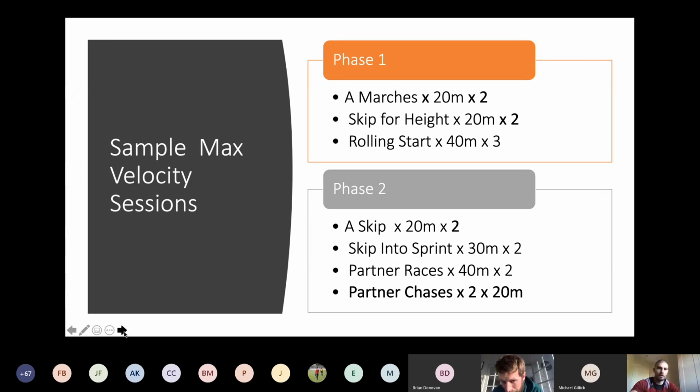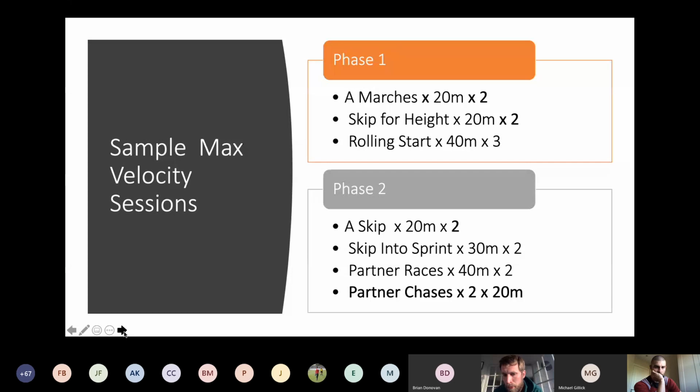Again, the main thing to point out is the intensity of the chases. Phase 1 is a rolling start, so it's on the player's own call, and it's not competitive, and the coach is just coaching and encouraging the players. But then as we progress through phase 2, might be week 5, week 6, you can see the partner races and the partner chases. So it's becoming even more competitive. Players want to try and beat each other, which leads to higher velocities achieved, which is the focus of what we're doing. But it's in phase 2, week 5, week 6, it's not from week 1.